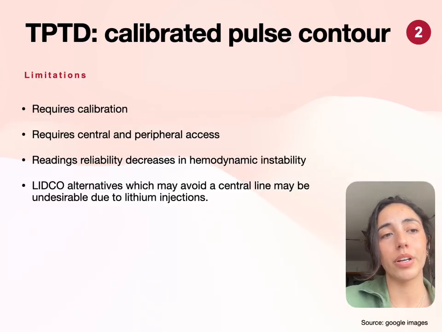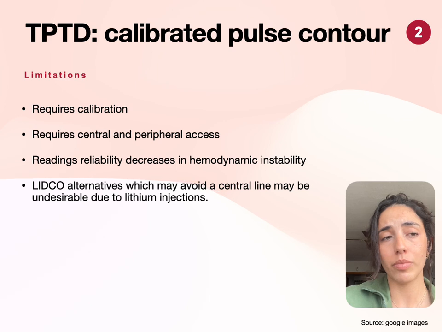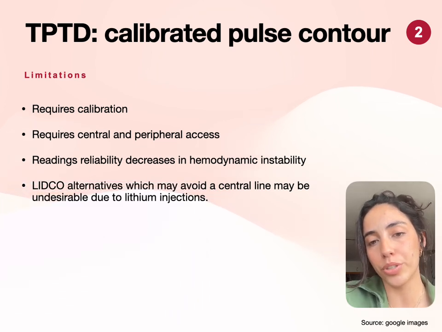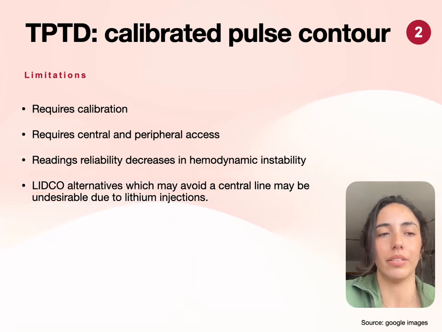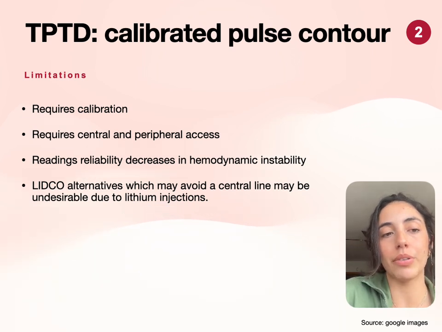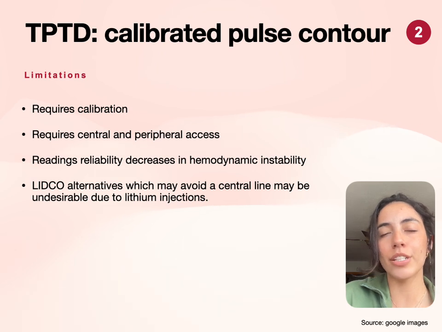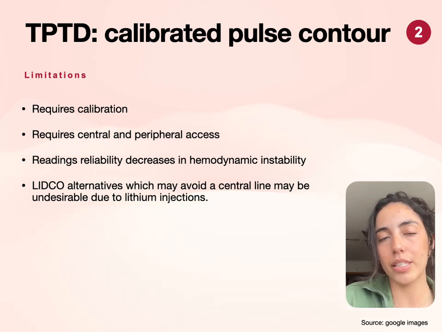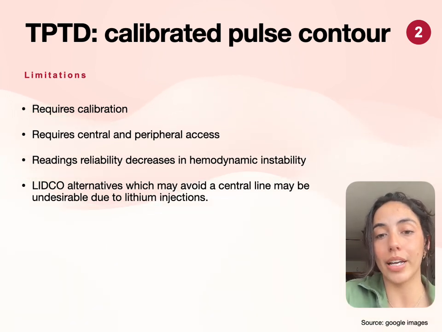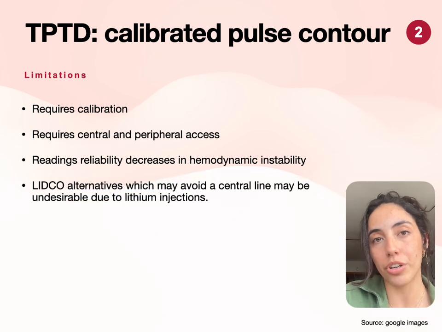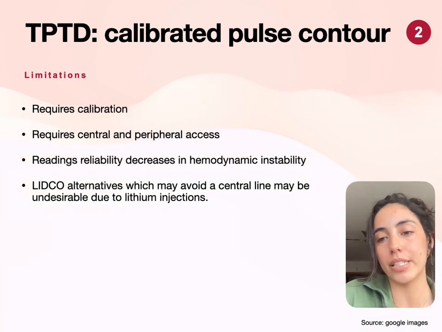In terms of the transpulmonary thermodilution, the limitations of calibrated pulse contours, which we've already mentioned, of course, are that they require calibration, they require central and peripheral access, and it's interesting because within these methods, the reading accuracy is also going to be severely decreased. The reliability is going to be severely decreased in the case of hemodynamic instability, and therefore this is a major red flag if we're using these forms of monitoring within patients that are hemodynamically unstable.